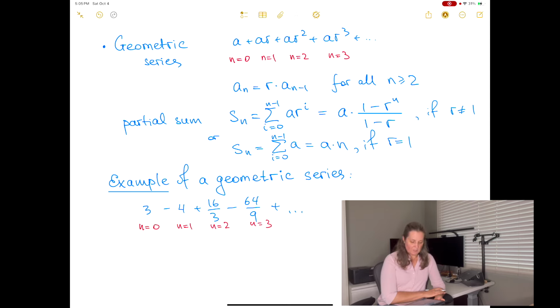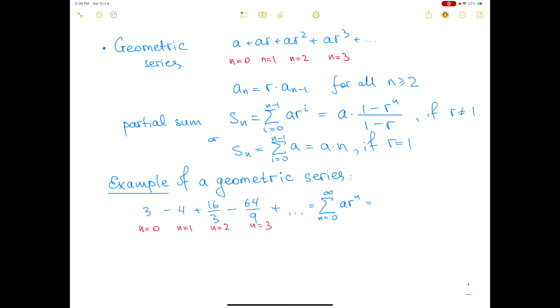3 minus 4 plus 16 over 3 minus 64 over 9. In order for us to write this geometric series as the sum where the index starts from 0 to infinity, of a constant a times a constant r raised to the power of n, we need to determine what our a and r are equal to. Since the initial term in the geometric series is equal to a, let's set a equal to 3. The ratio of the following term to the current term gives us exactly what r is equal to. If ar is equal to minus 4 and a is equal to 3, then r is equal to minus 4 over 3.